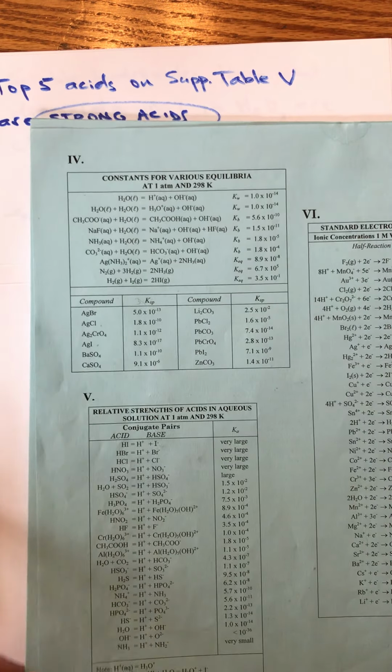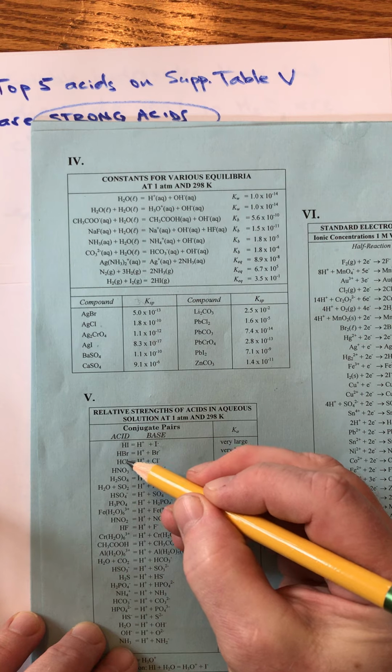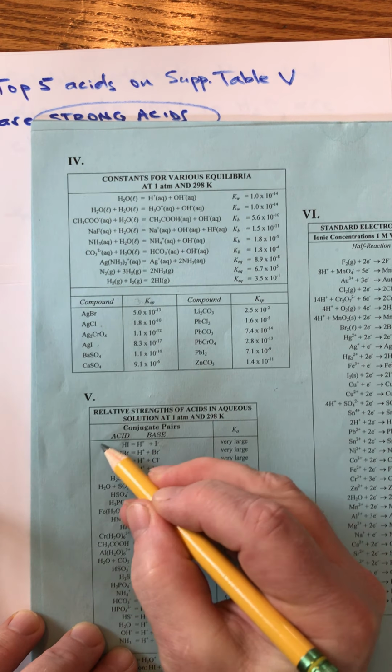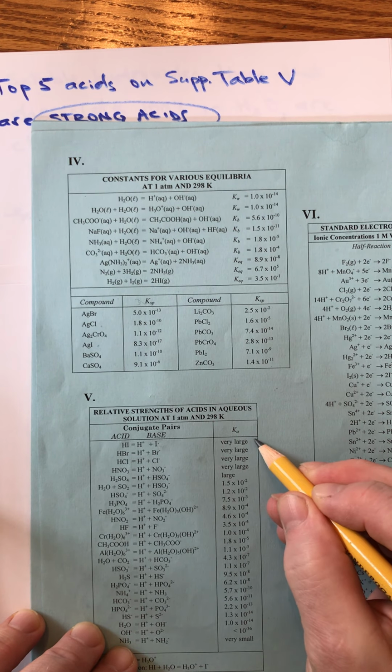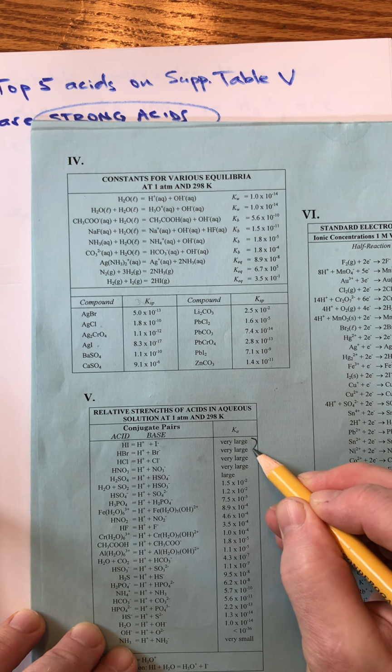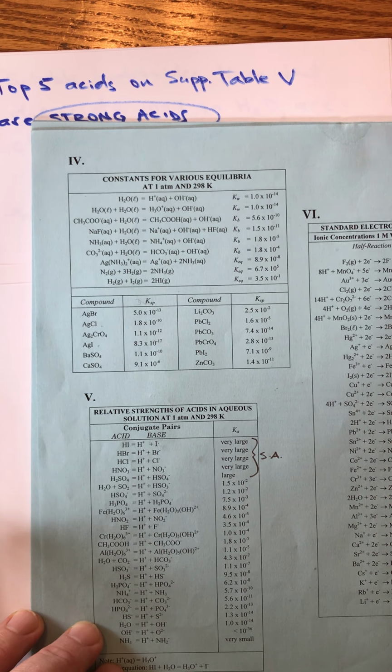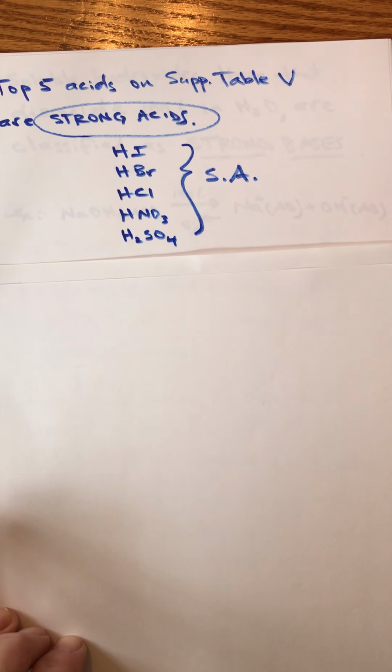These strong acids are the top 5 on the supplemental table, so you want to mark those: HI, HBr, HCl, HNO3, and H2SO4. These top 5 have no number here, and they are considered strong acids. All of the others from there on down are weak acids. Okay? The remainder of the acids are classified as weak acids.